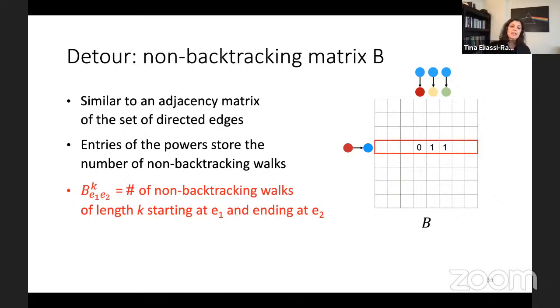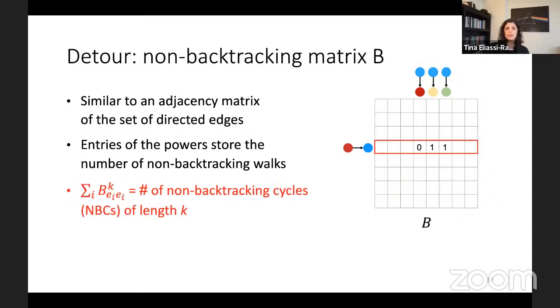So what we're interested in is cycles. I want to start and end with the same edge. One of the things that I can do is to find the number of non-backtracking cycles of length k. All I need to do is take this matrix B, take it to the power of k, and then sum the diagonal entries of it.